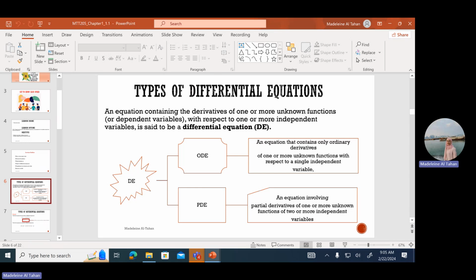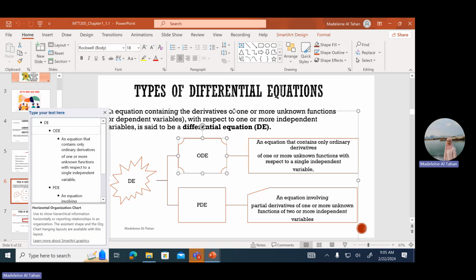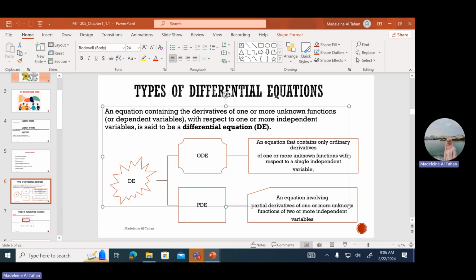Now, for differential equations, we have two types. We have the ordinary differential equation, I write it ODE for simplicity, and we have the partial differential equation. In our course, we are concerned with ordinary, but we also need to know that there is partial differential equation. We may use it in our major somewhere, and we can always get the help of mathematicians for it.